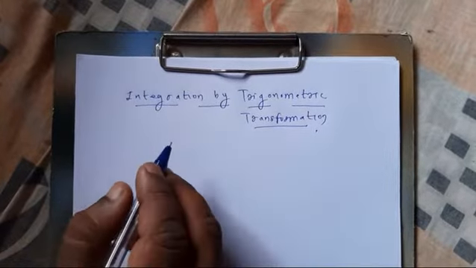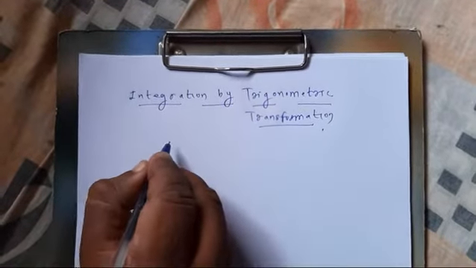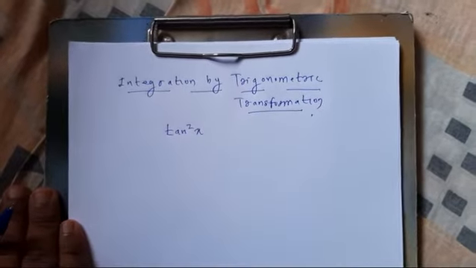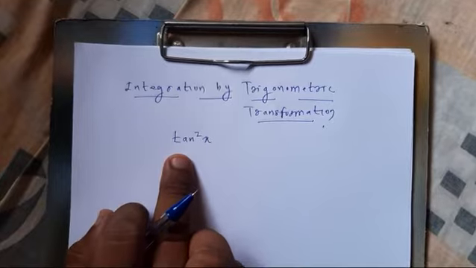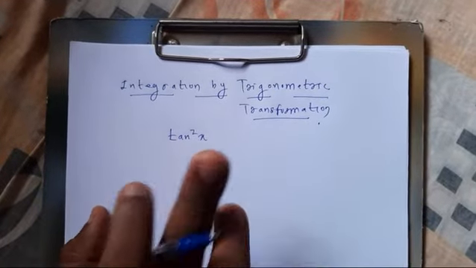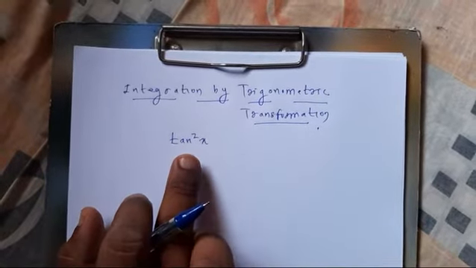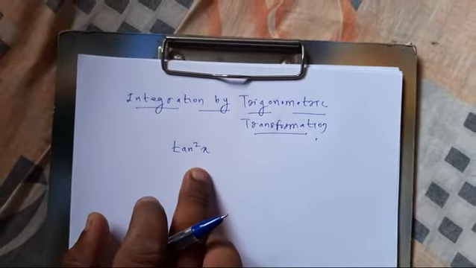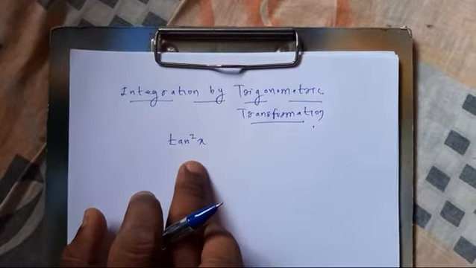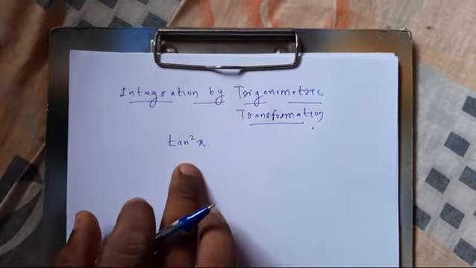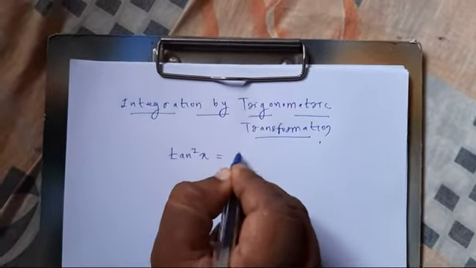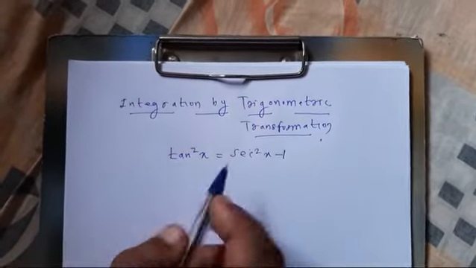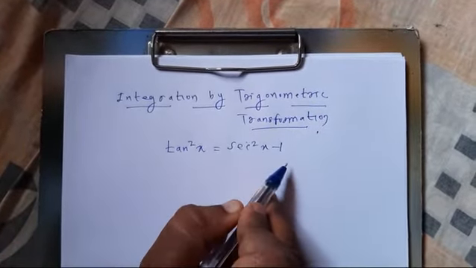I will take one example to explain the concept. For example, if I want to integrate tan square of x, here I cannot integrate the function tan square of x as I am not having the direct standard formula for tan square of x. I have the formula for tan of x, but I don't have the formula for tan square of x. So what I do here, I will write tan square x as secant square x minus 1.